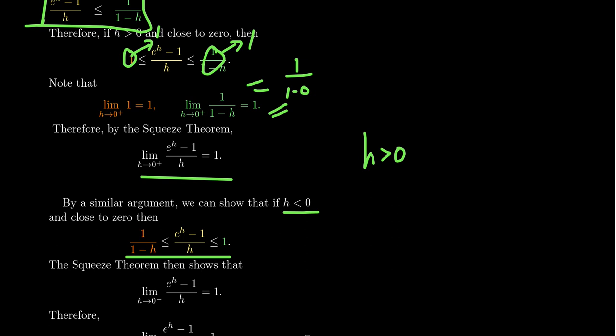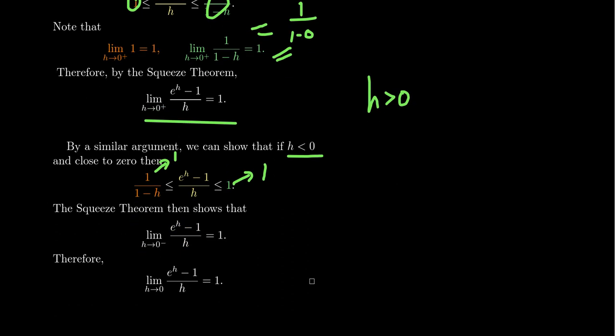So when h is less than 0, we see that 1 over 1 minus h is less than or equal to e to the h minus 1 over h, which is less than or equal to 1. But the limits are still the same. As h approaches 0 from the left, 1 will approach 1, and 1 over 1 minus h will approach 1 as well. So the squeeze theorem applies again, for which shows us that the left-handed limit is equal to 1. So if the right-handed limit gives us a 1 and the left-handed limit gives us a 1, then the limit, the two-sided limit that is, will be their common value.